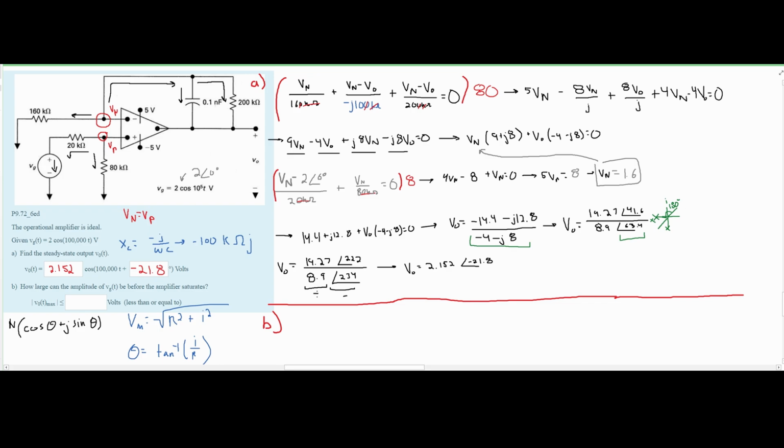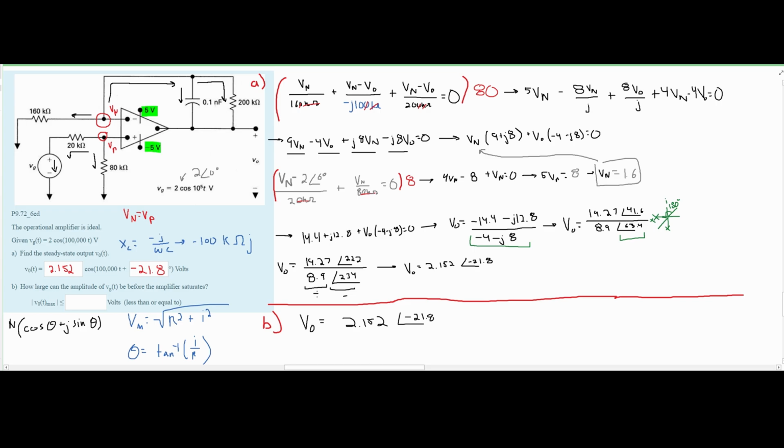We want to find V0 max, and we know our V0. And this V0 is the answer for part A. We are going to say that our V0 is equal to, and then we are going to use the polar form for this, which is 2.152 with our angle of negative 21.8. And saturation is at this value, 5 and negative 5V.